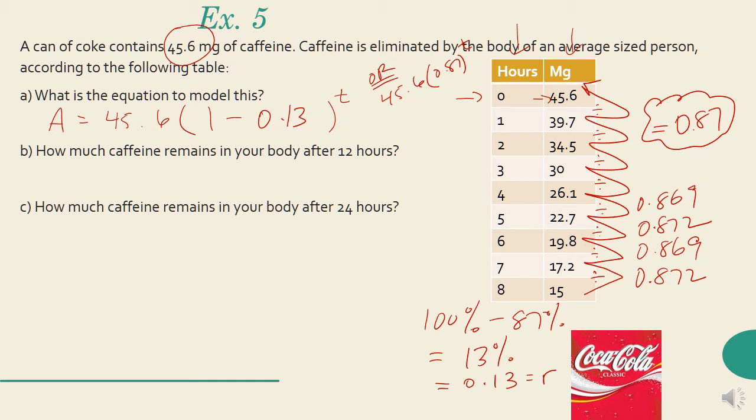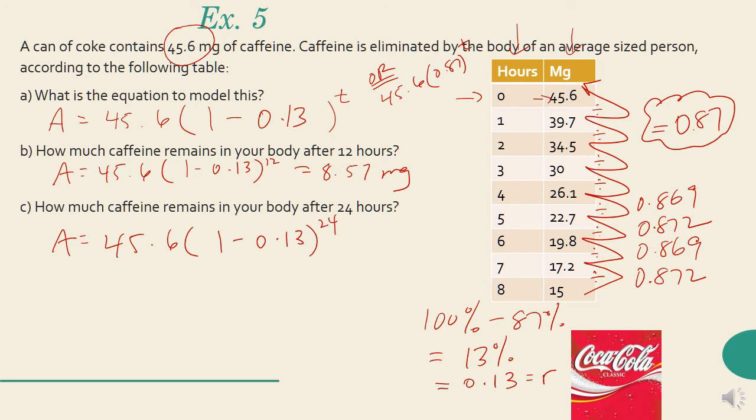So now that we figured that all out, how much caffeine remains in your body after 12 hours? A equals 45.6, 1 minus 0.13 to the 12. And I get 8.57 milligrams. How much caffeine remains in your body after 24 hours? A equals 45.6, 1 minus 0.13 to the 24. I get 1.61 milligrams.